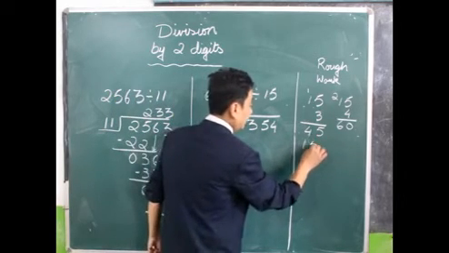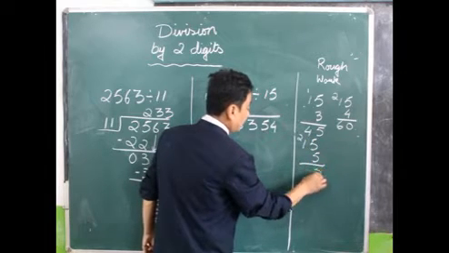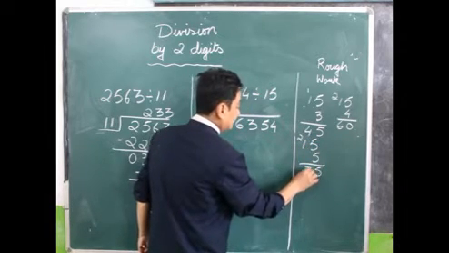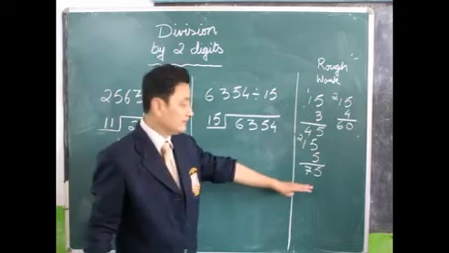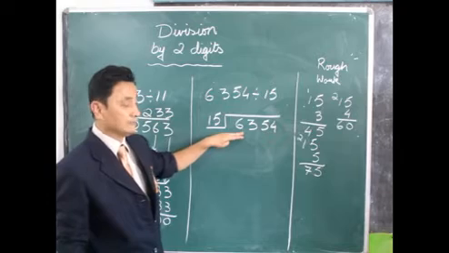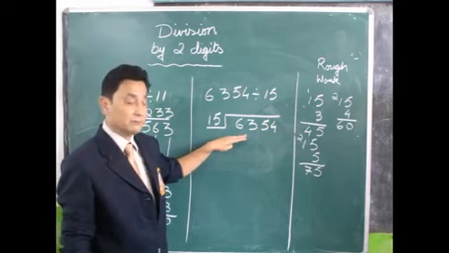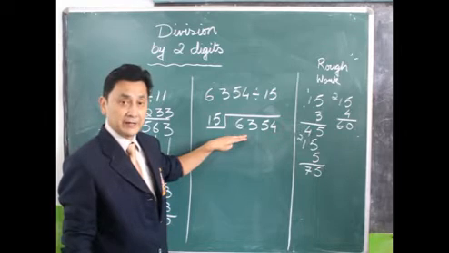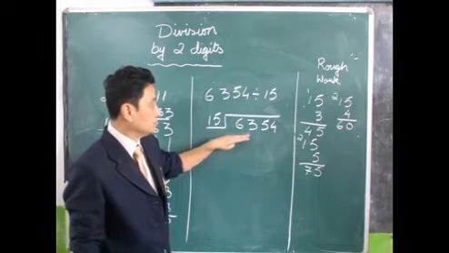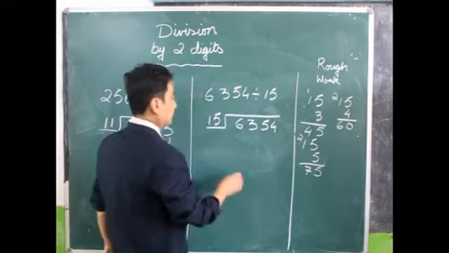Okay? 15 fives. 5 fives are 25. 5 ones are 5, 6, 7. How much? 75. Can we put 75 here? No, because it's a bigger number. Can we put 45 here? No, because you'll get a bigger remainder. It's too small. So the correct number is 60.